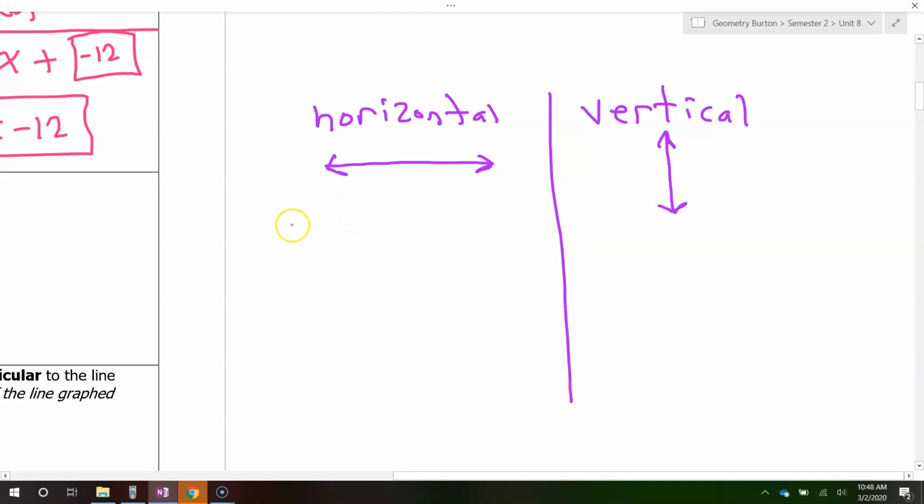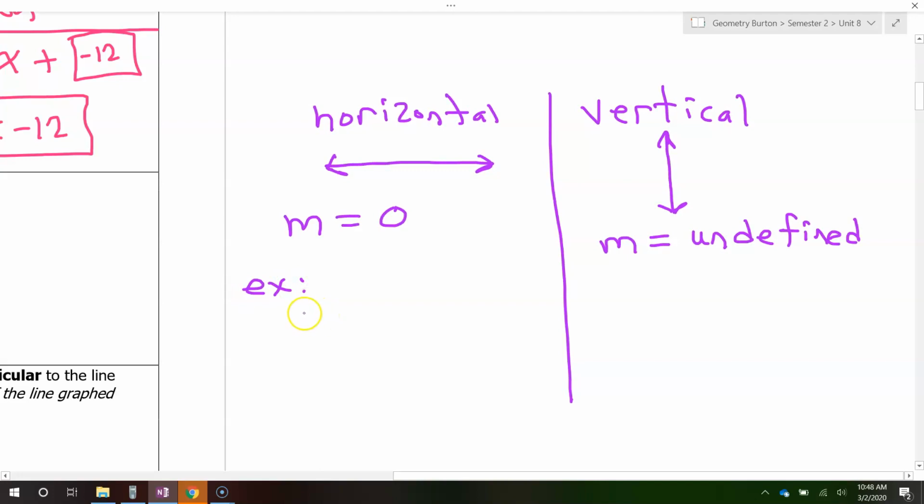Okay, now let's talk about slope. Horizontal lines have slope 0, whereas vertical lines have slope undefined. Or sometimes they say no slope. Now, what will this look like in calculations? Here is an example.